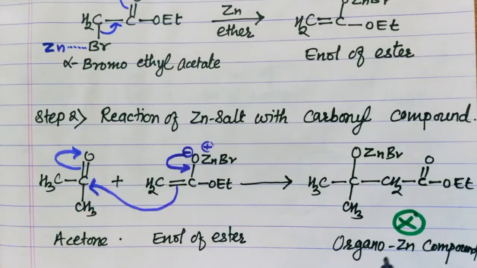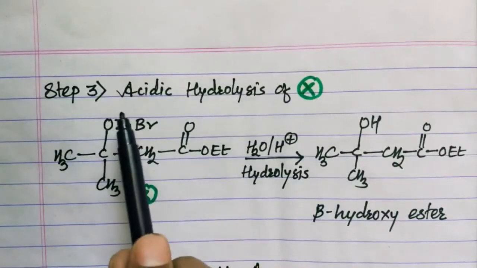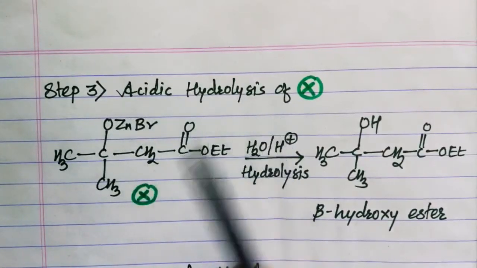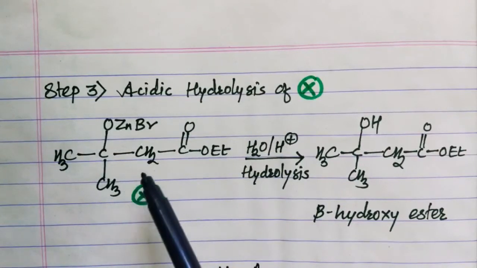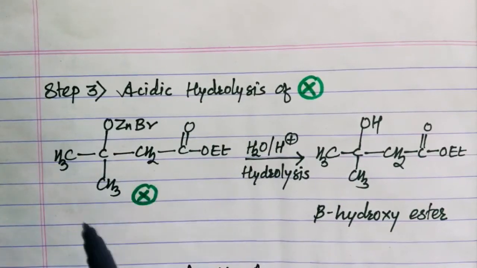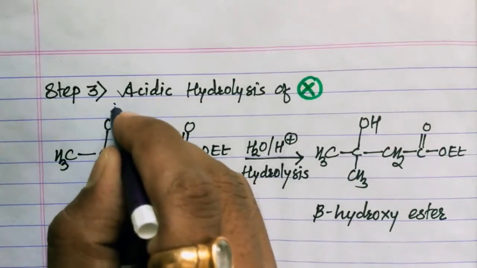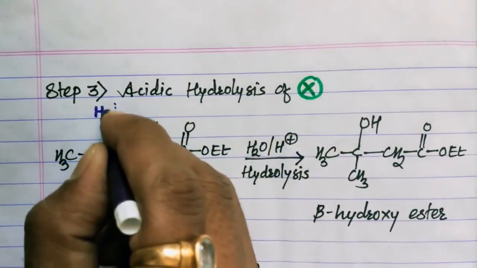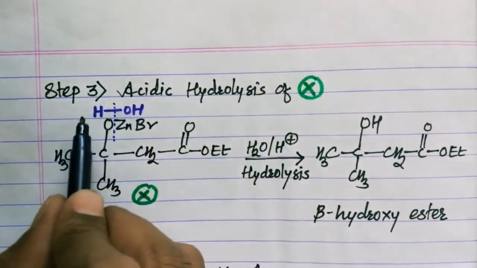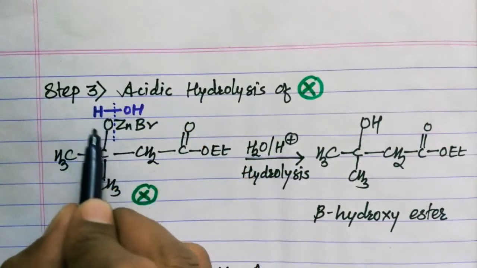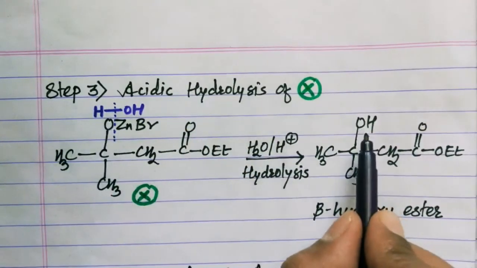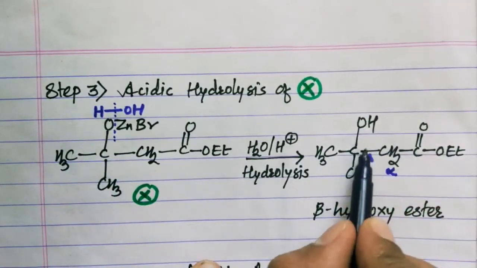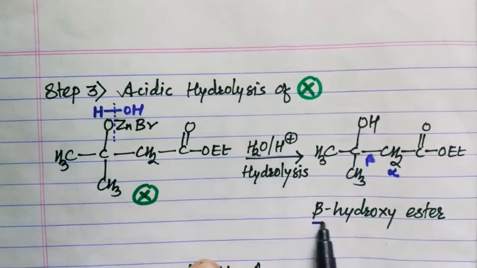Now let's go for the step third. In step third, acidic hydrolysis of that organo zinc compound takes place to form a beta hydroxy ester. So simple hydrolysis, breaking of this O-ZnBr bond takes place by a water molecule, HOH, so hydrogen will join to oxygen and you are getting here the beta hydroxy group. So if you see here, this carbon is alpha, this becomes beta, so it's a beta hydroxy ester. So you are getting this product.